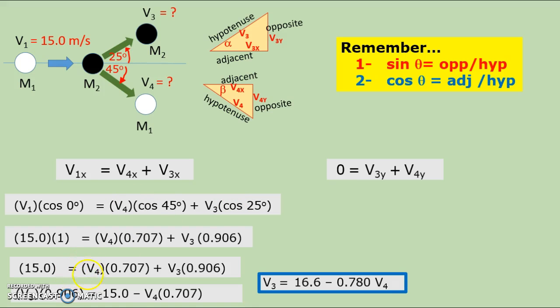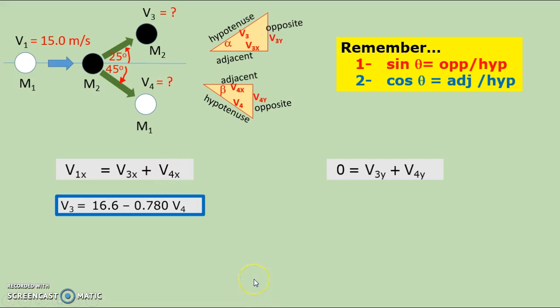So I've got V3 times cosine of 25. When I punch in my calculator, cosine of 45 is 0.707, cosine of 25 is 0.906. I simplify these. This equation becomes V3 equals 16.6 minus 0.780 V4. So that is a simplified first equation that I have.